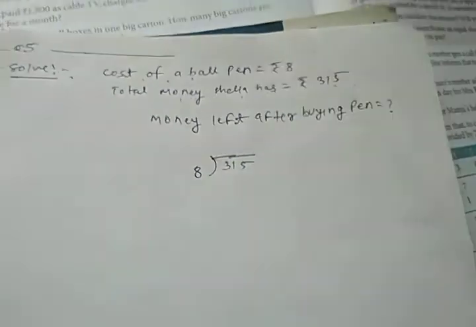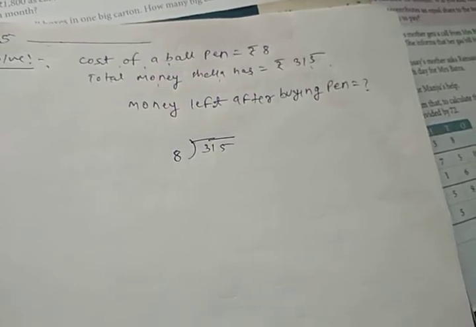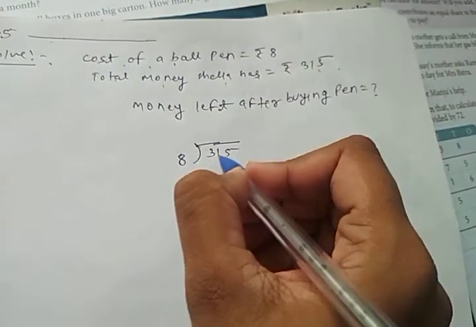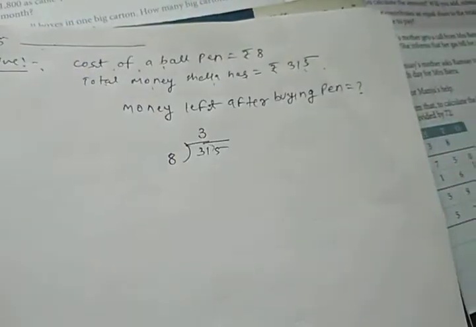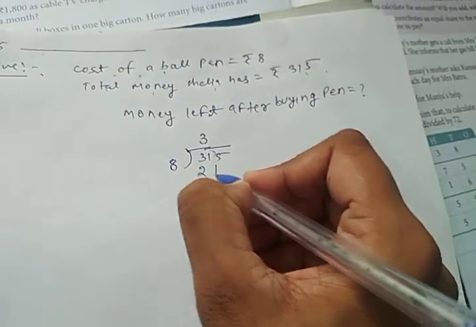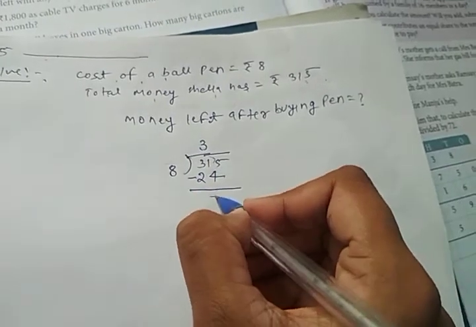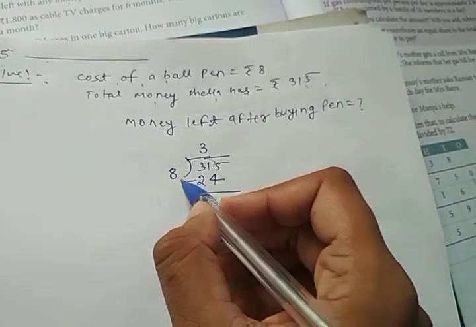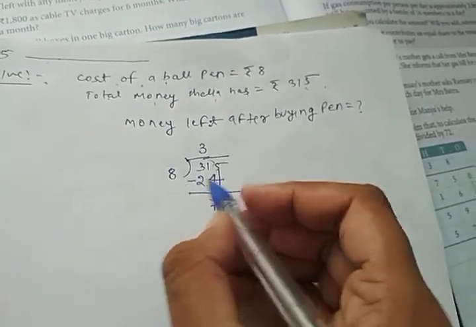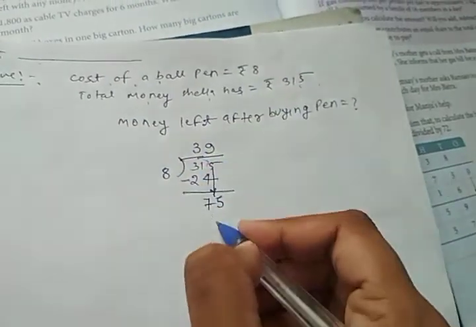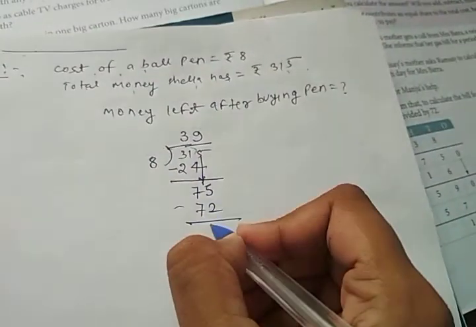So students, 8 1 is 8, 8 2 is 16, 8 3 is 24, 8 4 is 32. So 32 is greater than 31, so we will select 3 here. 8 3 is 24. Now students, 31 minus 24 is 7. 7 is less than 8, so we'll write 5 here. Now 8 9 is 72. Okay students, so we are left with 3 rupees.